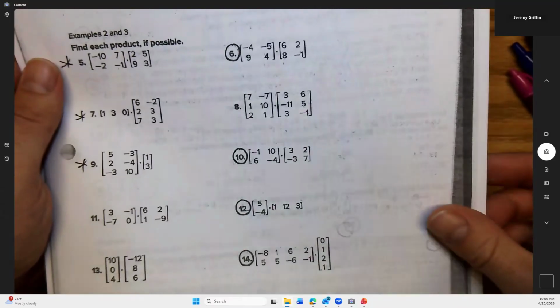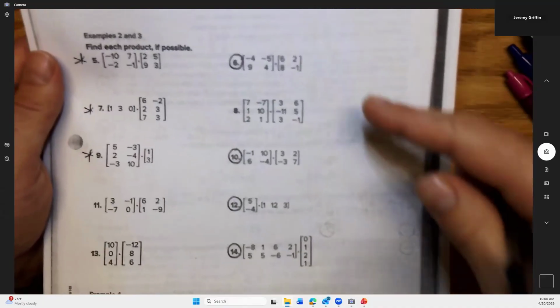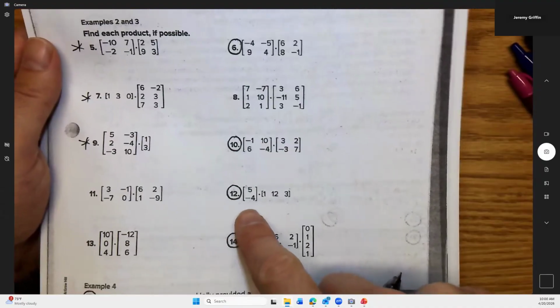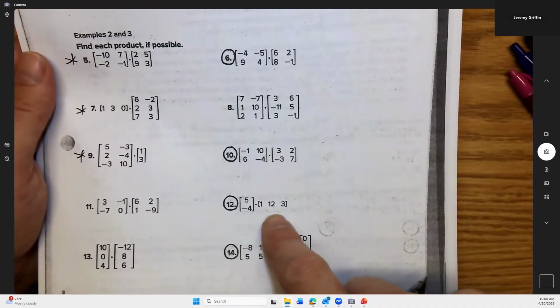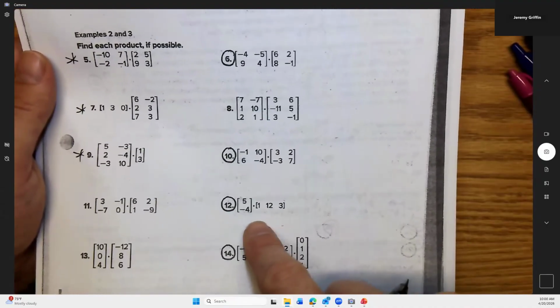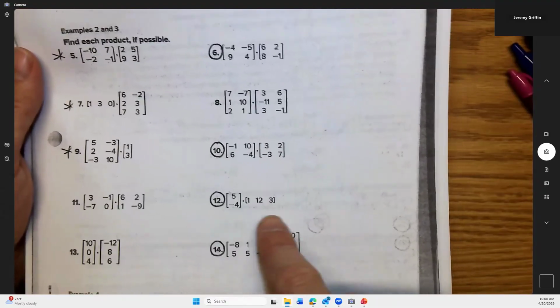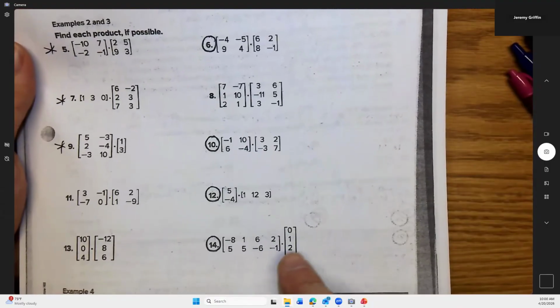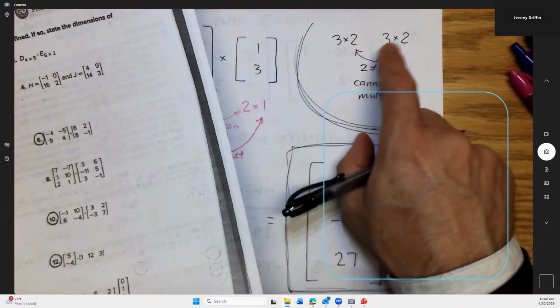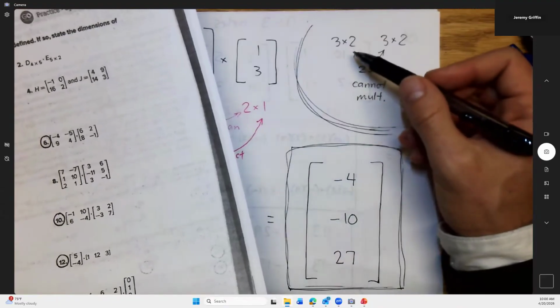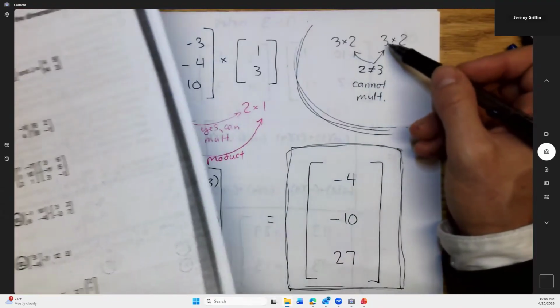I think all these other ones work out. 2 by 2, yes. 2 by 2, yes. We got a 2 by 1 and a 1 by 3. Guys, can you multiply 2 by 1 and 1 by 3? Yeah, that'll work. And that should give you a 2 by 3 actually. Why doesn't 8 work? Because with a 3 by 2 and a 3 by 2, this 2 does not match this 3. So the number of columns here does not match the number of rows here.